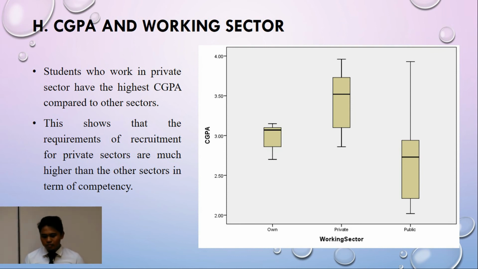Students who work in the private sector have the highest CGPA compared to other sectors. This shows that the recruitment for the private sector is much higher than the other sectors in terms of competency.